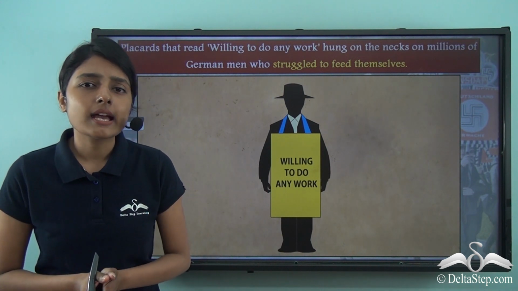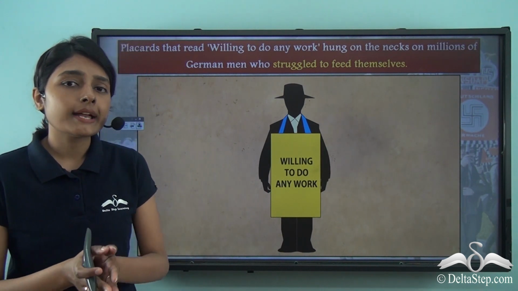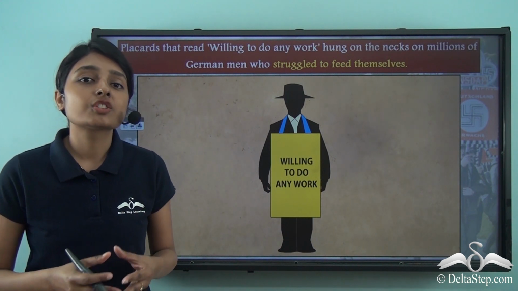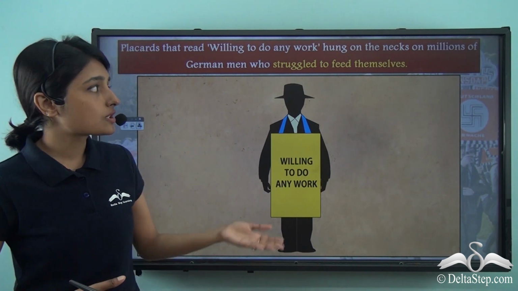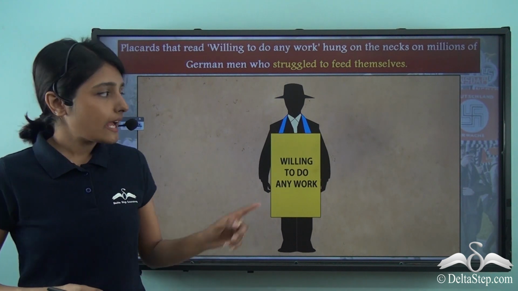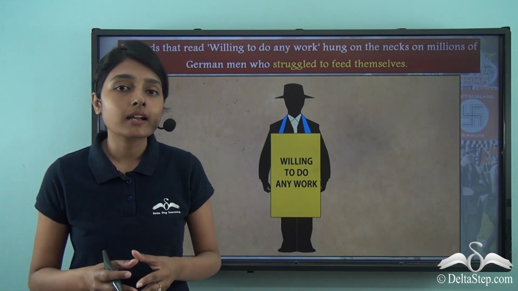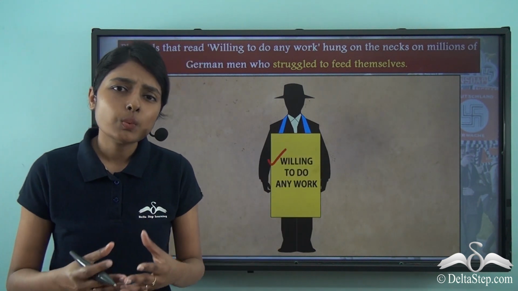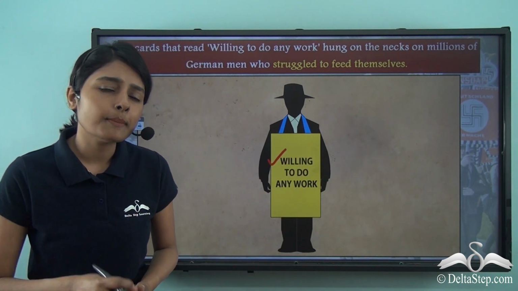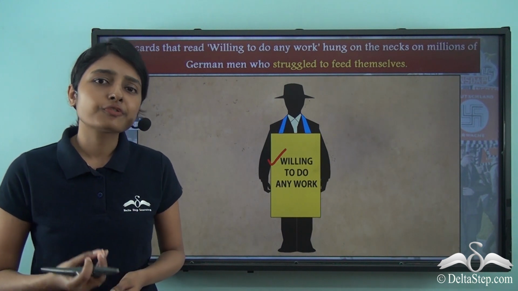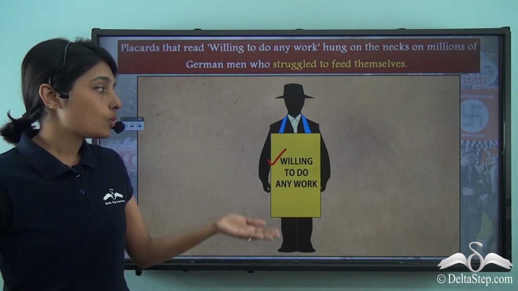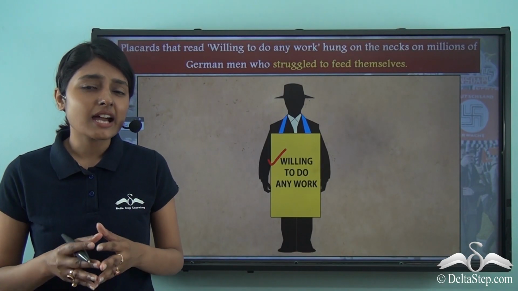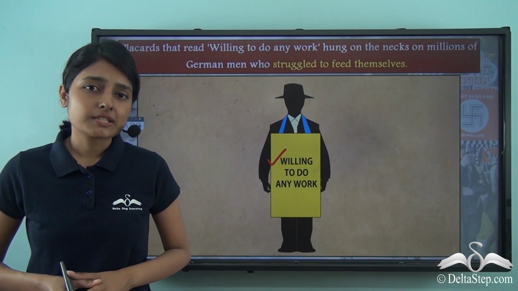Now, during this time, when so many people were unemployed, the streets of Germany were filled with German men who struggled to feed themselves. And on their necks hung placards that read, "Willing to do any work." Any work that would fetch them some money to buy some food for themselves and their family was okay with them. So the condition in Germany was very dire during the Great Depression.